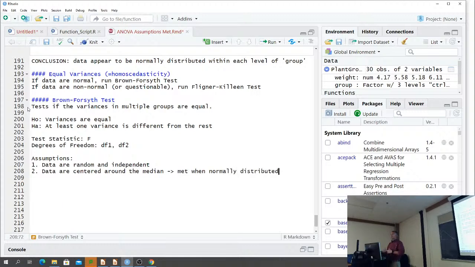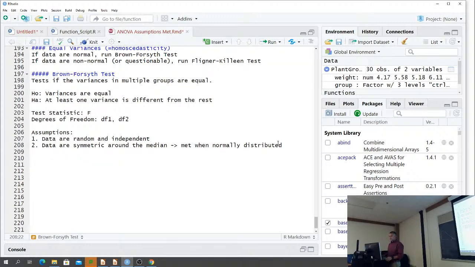And this is why we check for normality first. If we're non-normal, we could still be centered because we could be platykurtic or leptokurtic, but more than likely we'll be skewed, in which case this won't apply. I guess centered, probably symmetric might be a better term. And it's our values. Right. So those are our assumptions.